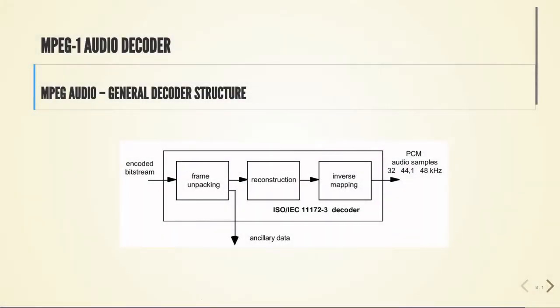So here is the general decoder structure, and it includes all the basic blocks that we've been talking about. So we can see that there's the encoded bit stream, and we go through the frame unpacking, the reconstruction, inverse mapping, and then we have our PCM audio samples.